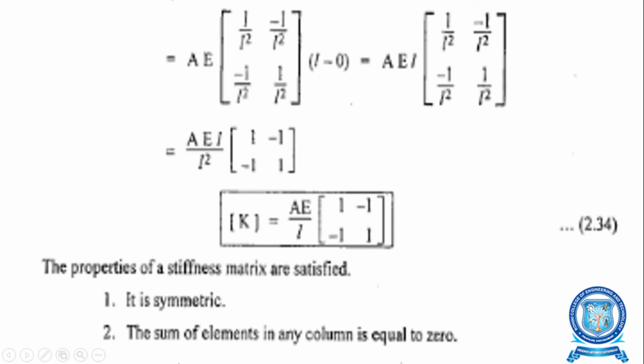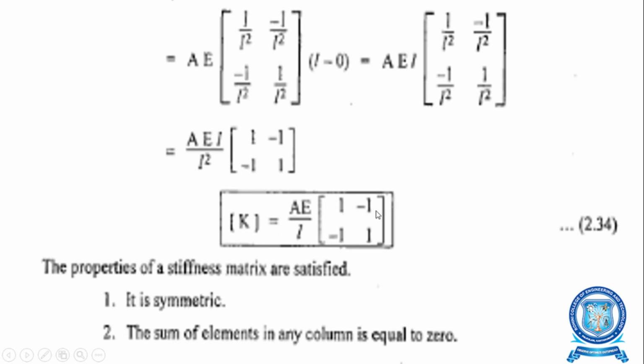The properties of a stiffness matrix are satisfied because it is symmetric and the sum of all the elements in any column is equal to 0. When we add the column entries 1 and minus 1, the sum is equal to 0.